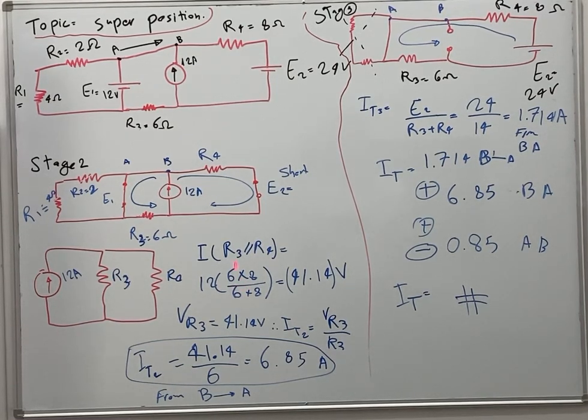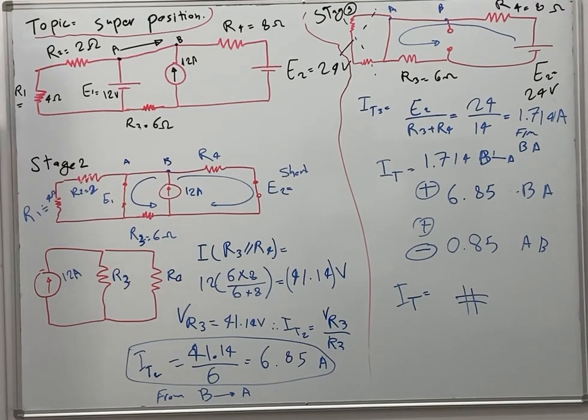So 6 ohm from R3, multiplied by 8 ohm, because this is parallel. Then we will add 6 to 8. Then all this will be multiplied by 12 to get the voltage between this point and this point. So after the calculation, we'll get 41.14 volt. It's the voltage between this point and this point.